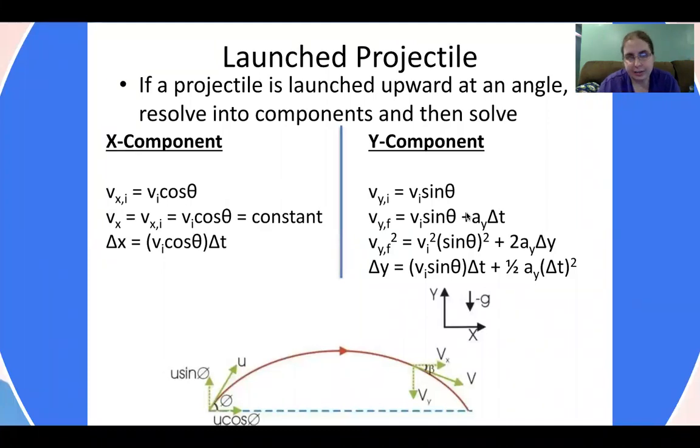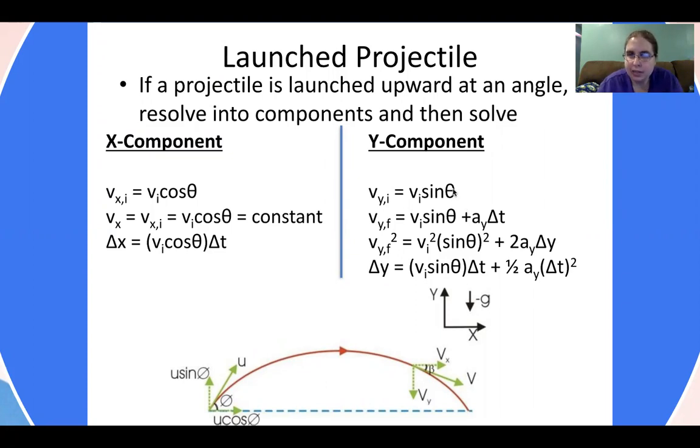Now these look scary. They do. But all that we've done is replaced Vx with the initial velocity cosine theta. So that's just us finding the x component of the initial velocity that's going at an angle. So that's all we're doing. We're replacing anywhere we would say Vx with Vi, the initial velocity cosine theta. And that's just to find the x value.